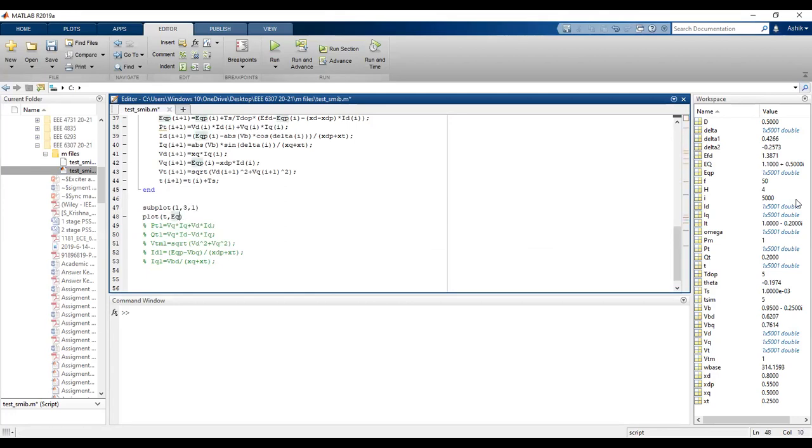So let me write it in terms of subplot so that I can bring everything at once to the PowerPoint slide. The first one is delta. Then the second one is omega. So that is omega. The third one is EQ prime. So I'm using a 1/3 combination. Okay, so that is EQ prime.